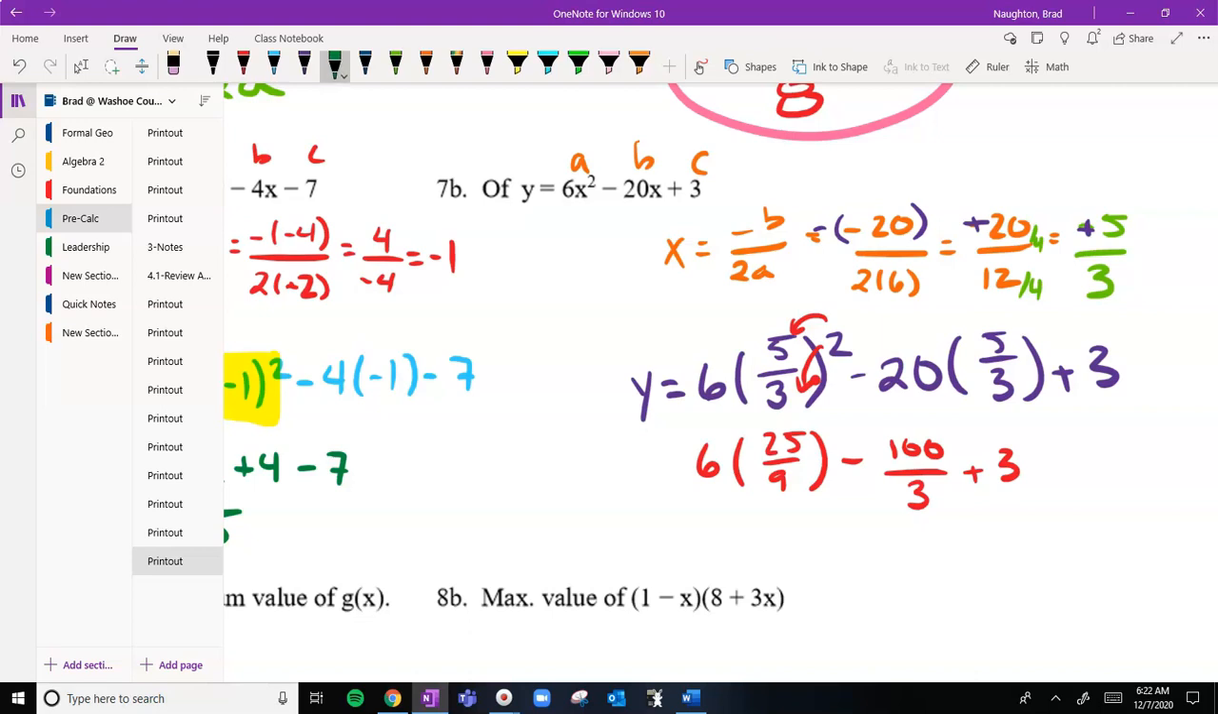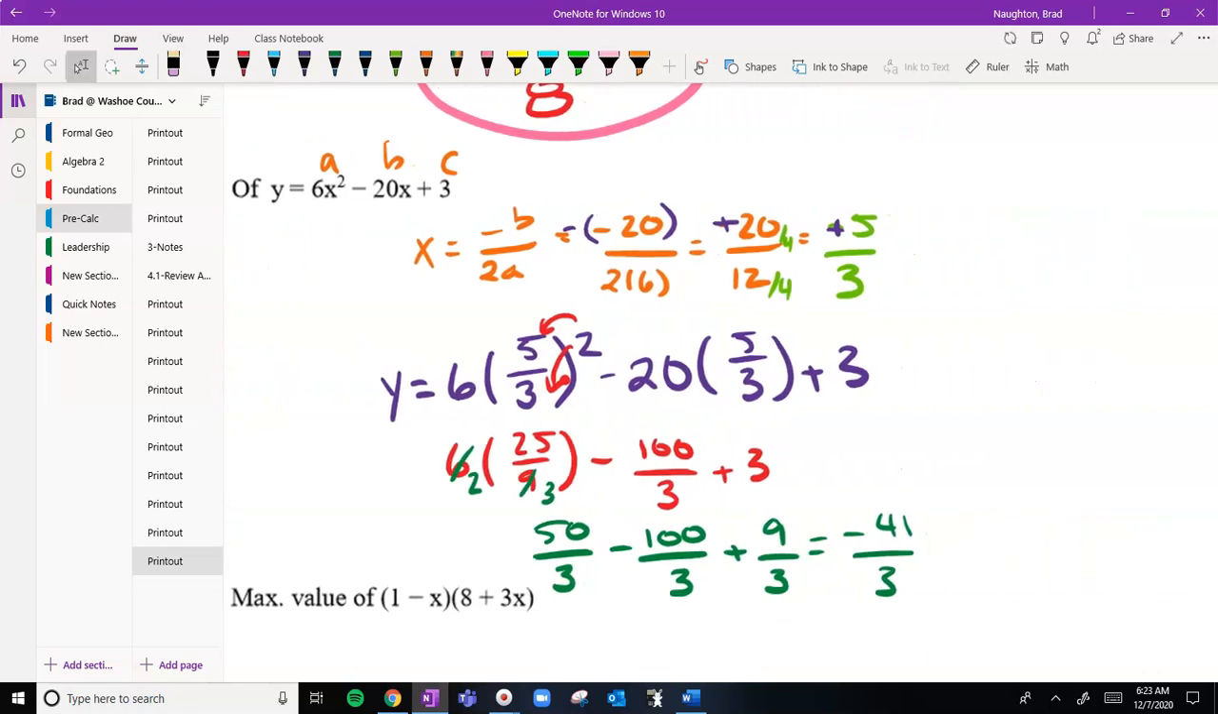So I can reduce this. 3 can go into 6 twice. 3 can go into 9 3 times. So really this is going to be a 2. So this will be 50 thirds minus 100 thirds plus 9 thirds. It's going to be negative 41 thirds. So our vertex here is 5 thirds and then negative 41 thirds.